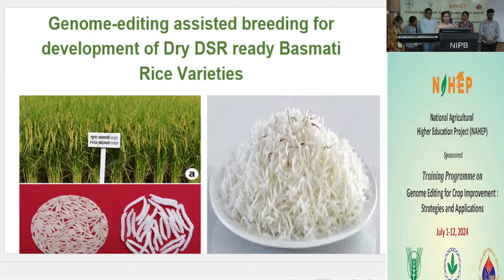The aroma in rice is because of a volatile compound, 2-acetyl-1-pyrroline, which is 2-AP, and it is a key component. But it has a very strong inhibitor, which is BADH2. As the name suggests, it is doing some bad activity and curbing the presence of 2-AP, which gives the fragrance to rice.